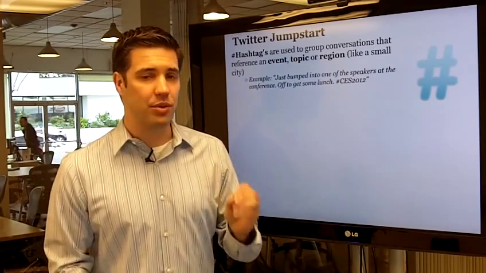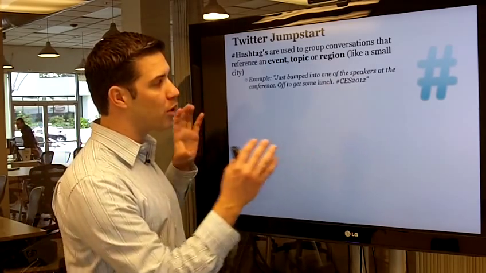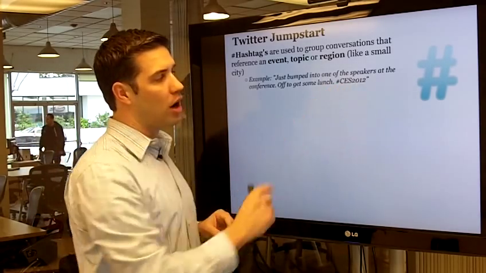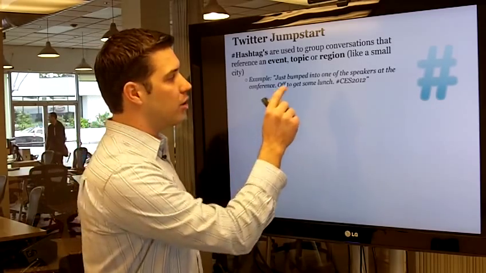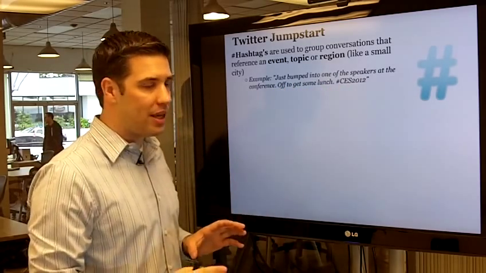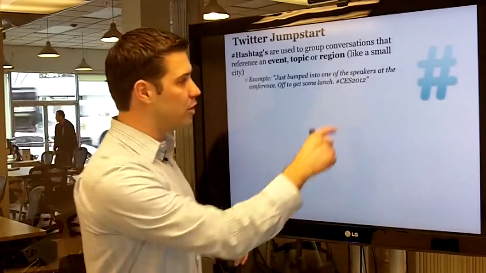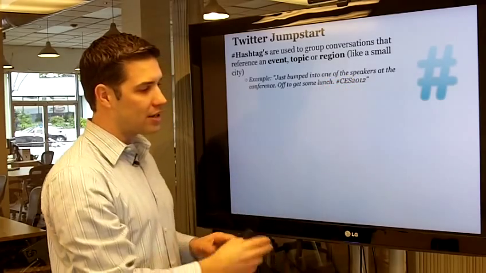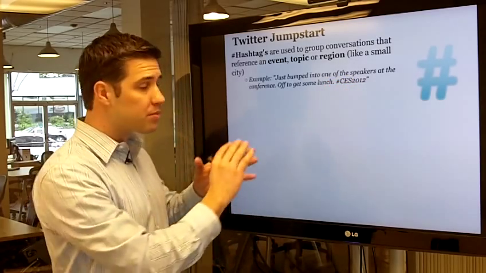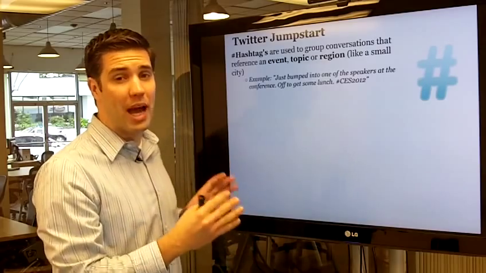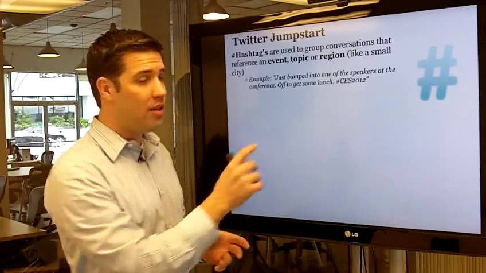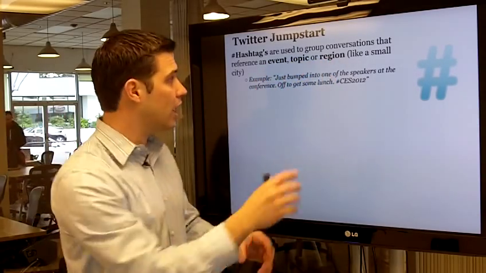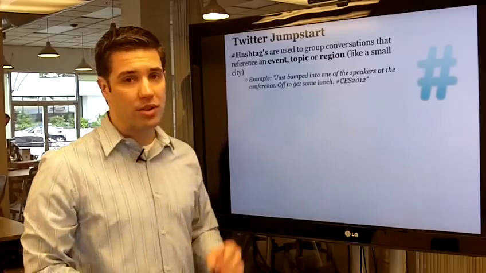Hashtag CES 2012. All of the Consumer Electronics Show attendees in Las Vegas, if they're on Twitter and want to be part of the conversation, will include this token at the end. When you click on it, it's auto-underlined in Twitter, and you can see all of the conversations grouped together so you can see what's happening at the Consumer Electronics Show. That is a great example of an event and a region. It's in Las Vegas just for a week, it's an event, and it's also a topic. So it's a great example.